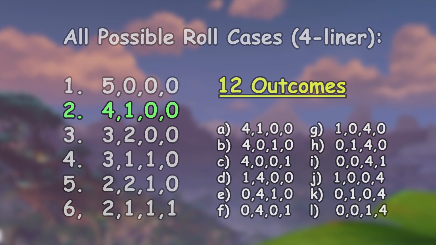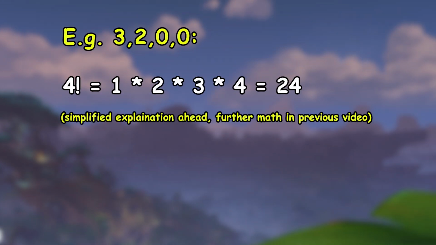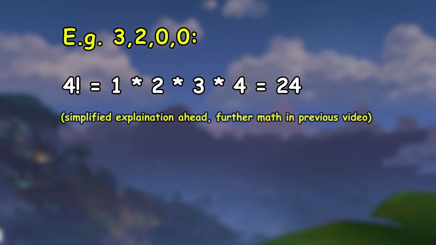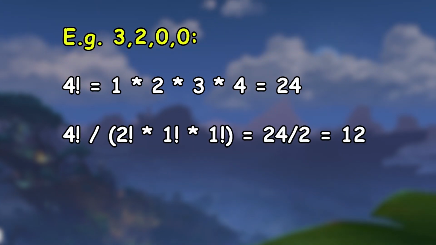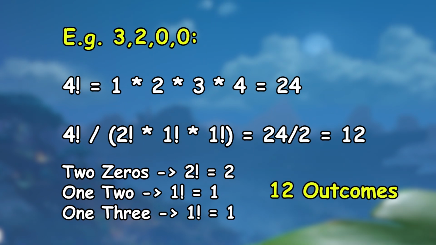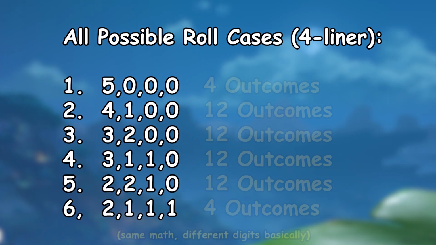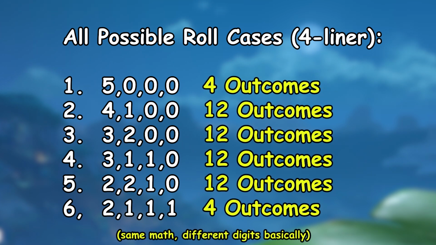While we can continue to determine the different outcomes by hand, factorials can be used to verify the number of outcomes for each case. What we can do is start with the total number of substat slots factorial, which is 4 factorial, or 24. This is then divided by the number of recurring digits factorial. So, for the third case, there are 2 zeros, 1 2, and 1 3. This will give us 12 different outcomes. In fact, if we do this for the remaining cases, almost all of them will have 12 different outcomes.